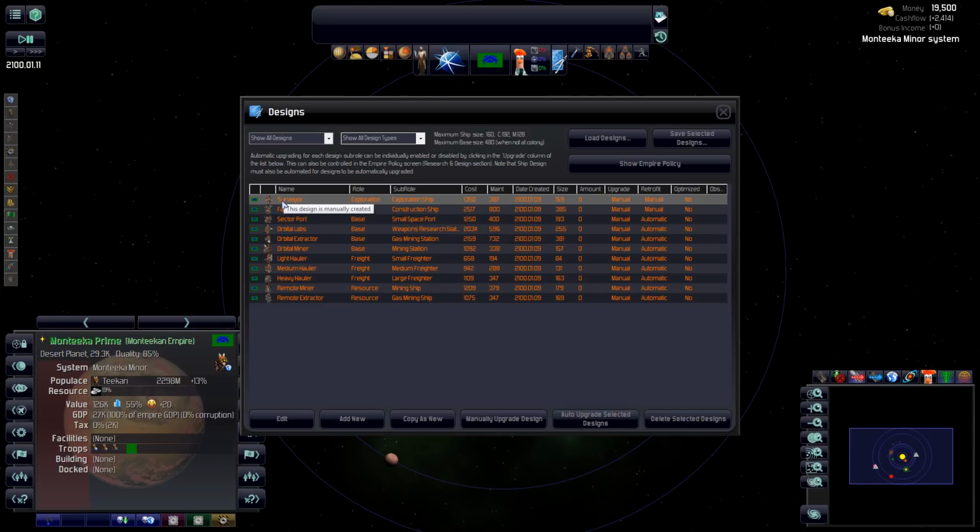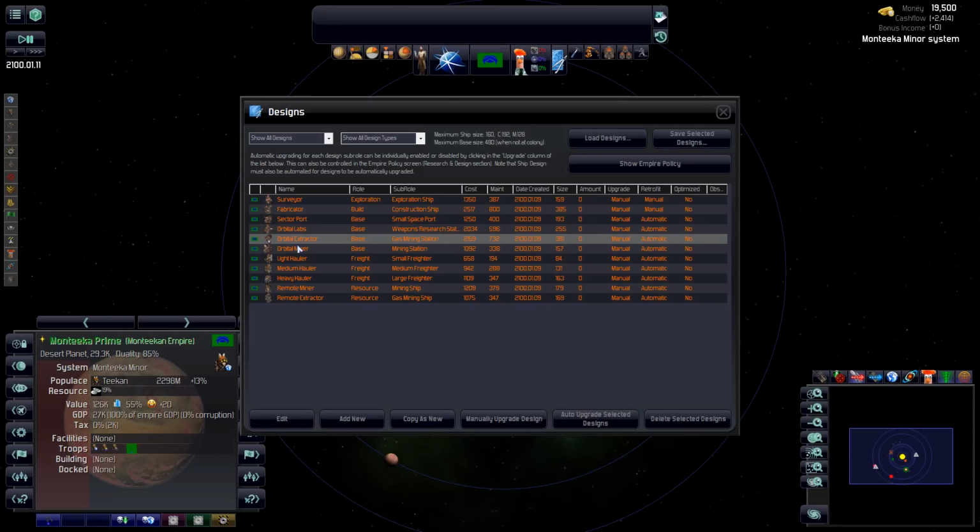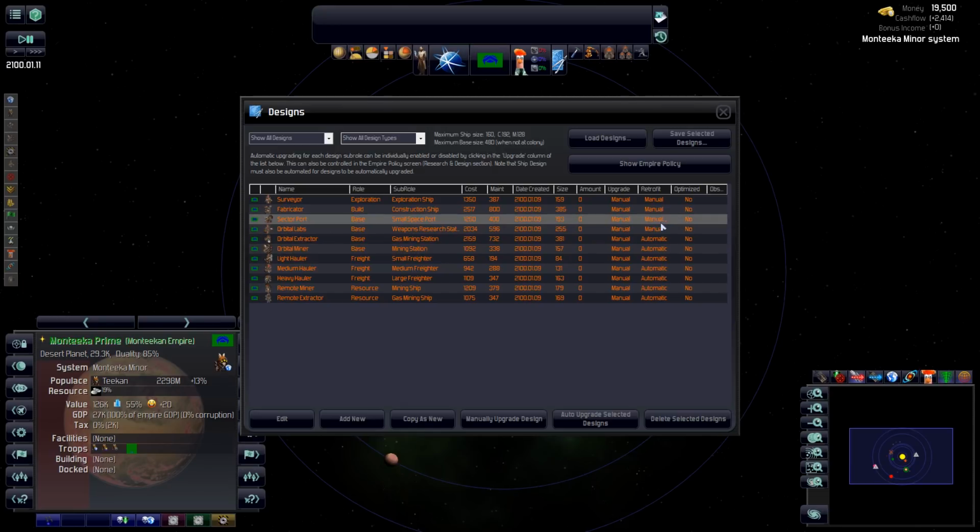I'll just do a quick walkthrough of what we got here. We have a survey vessel, a construction ship, one small spaceport, our orbital labs, which hold all our labs, and then our usual gas and mining stations and a bunch of private sector stuff. I was going to take these off, though.